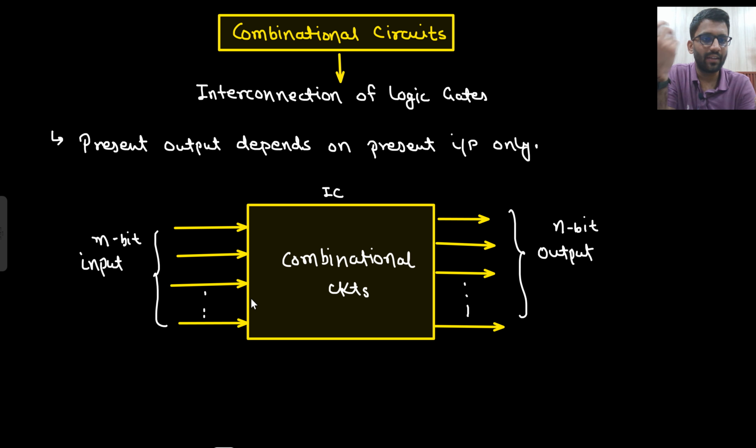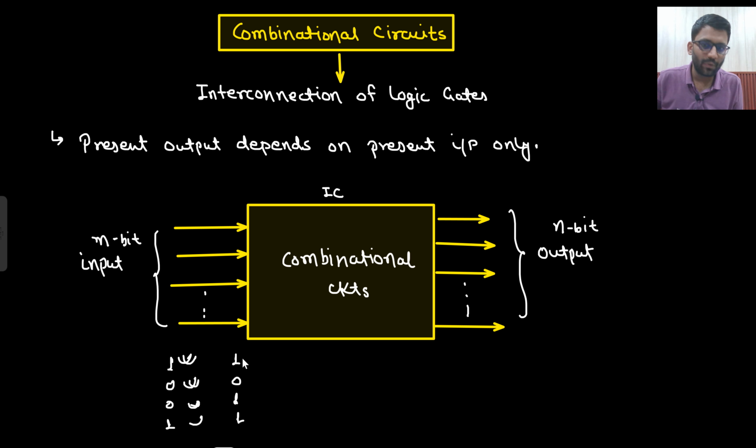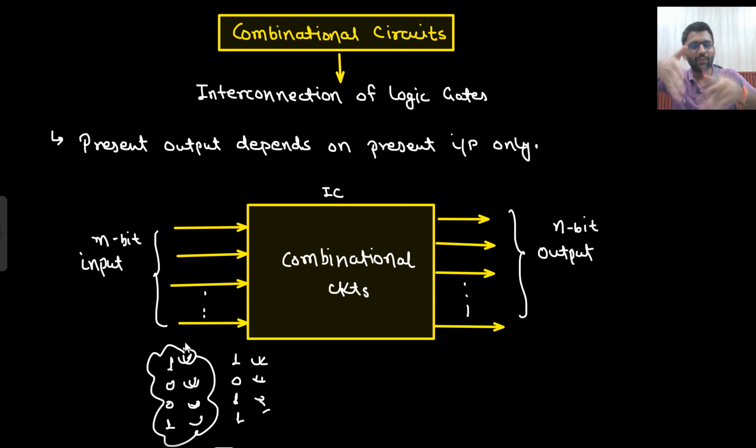Now m and n can take any value: 2-bit input, 1-bit output; 2-bit input, 3-bit output; 4-bit input, 7-bit output; 4-bit input, 1-bit output. Some particular input will be there and some particular output we will get. And the output will depend on the present condition of the input. Let's say initially my input condition is 1, 0, 0, 1. The output will depend on this only. Now let's say my next condition is 1, 0, 1, 1. The output will depend on 1, 0, 1, 1 only. The output will not depend on previous values. So output only depends on the present value of input. This is known as a combinational circuit.